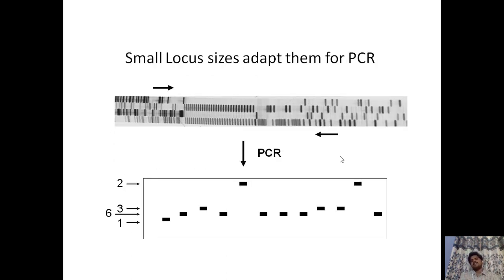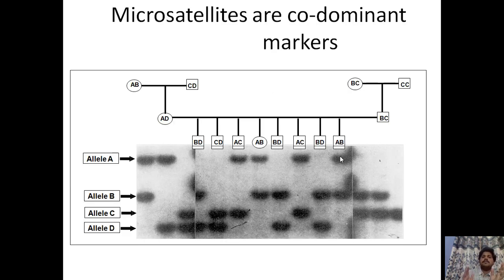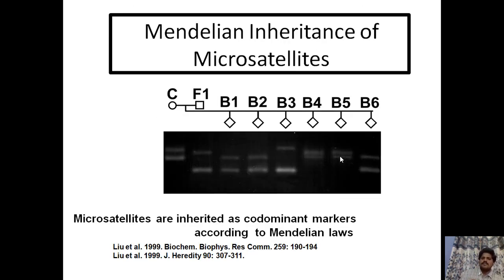Then small locus size adapts them for PCR. So the locus size is very small, that's why they are adapted for PCR. Then microsatellites are codominant markers. So that's an advantage. It can differentiate a heterozygote and a homozygote. Then Mendelian inheritance of microsatellites. They are inherited as codominant markers.